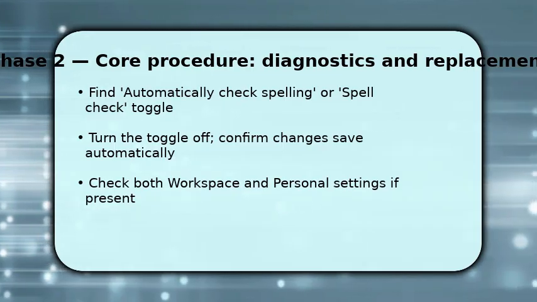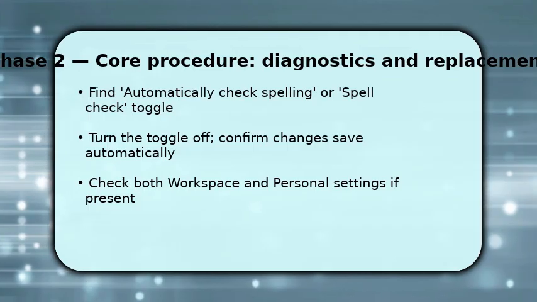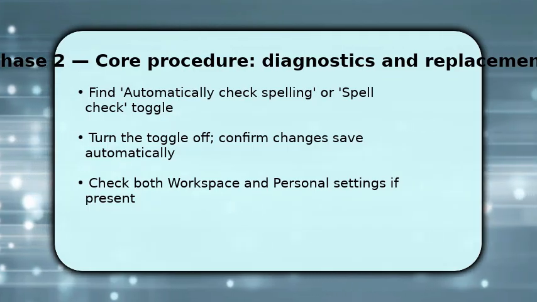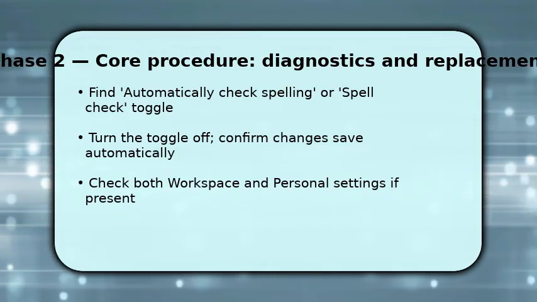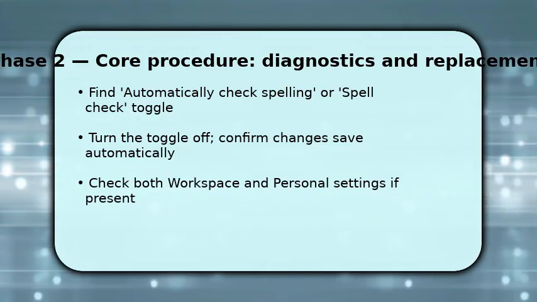If you use multiple accounts or a workspace, make sure you inspect both workspace and personal sections, because disabling only one might leave spell check active in another context. This step removes inline red underlines.